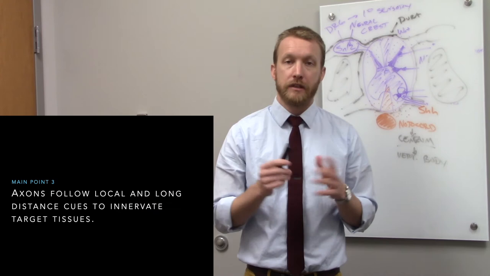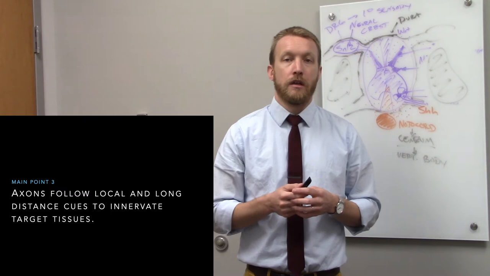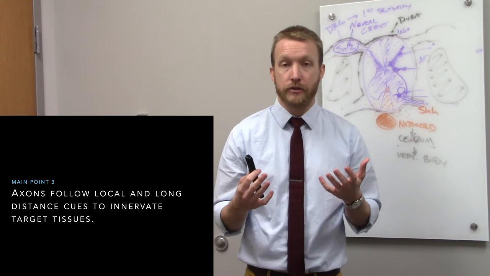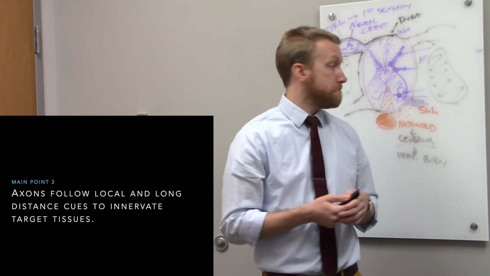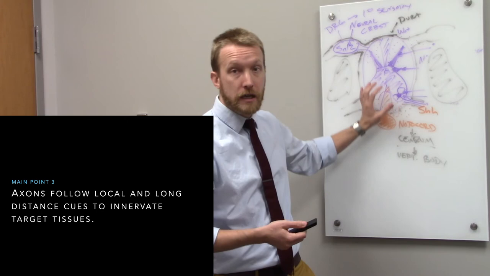Now, assuming that everything has gone well, and we have our neurons in the right place, and all of our folds have folded, the last thing we need to do is actually form some synapses. And that's going to require axons migrating to their target. They're going to follow both local and long distance cues to find their way there. And there's a number of cues floating around. Right? We got cues to instruct cells to be one type of cell, but that also can then tell axons, where do you go?